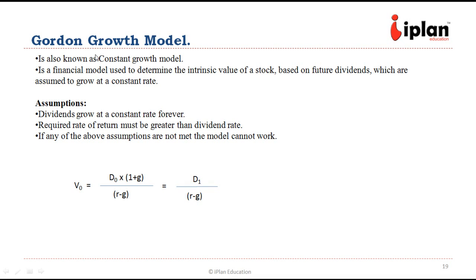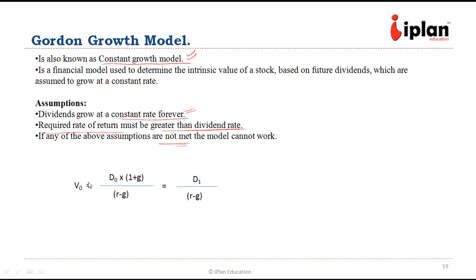Gordon growth model is also known as constant growth model, since we are assuming that dividend is going to grow at a constant rate. So it is assumed that it is going to grow with that rate forever. Other assumption is that required rate of return is greater than the dividend growth rate. So these assumptions need to be met for this model to work.